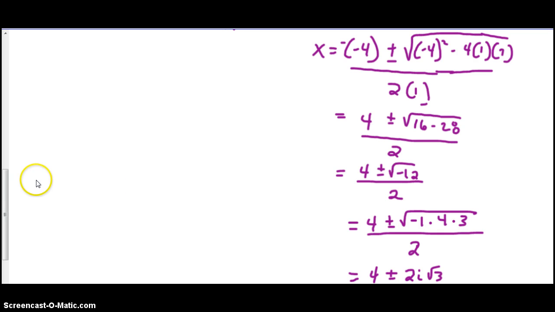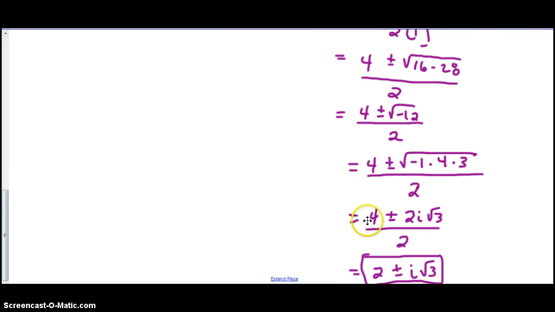So we pull out the square root of negative 1 and the square root of 4, and we'll have 4 plus or minus 2i square root 3 all over 2. Our last step is to divide both items by 2, and we get 2 plus or minus i square root 3. Now our non-real solutions, this is a non-real root, won't show up.